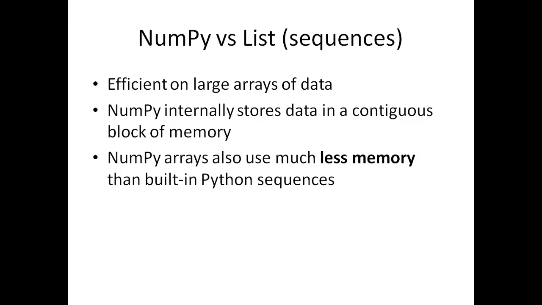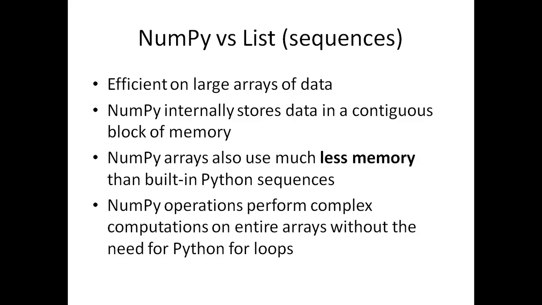Since it uses contiguous locations, NumPy arrays also use much less memory than built-in Python sequences. When compared to lists, it uses less memory. NumPy operations also perform complex computations on entire arrays without the need for Python for loops. If you want to add two lists, you have to use a for loop. But in the case of NumPy, you can directly add two NumPy arrays or ndarrays. We will see these examples, and I will show with an example how it uses less memory.